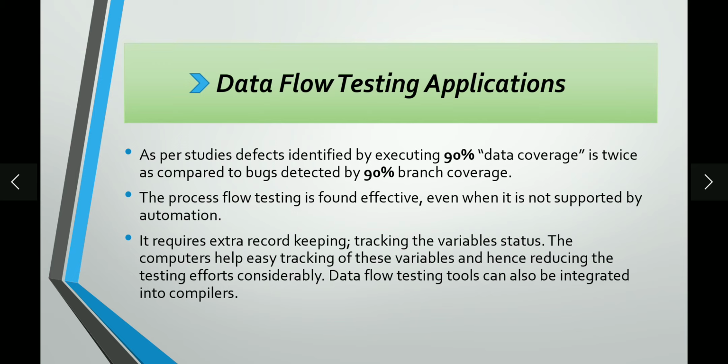Applications of data flow testing. As per studies, defects identified by executing 90% data coverage are twice as many as bugs detected by 90% branch coverage. Data flow testing is found effective even when it is not supported by automation. It requires extra record keeping, tracking the variable status. Computers help in easy tracking of these variables and hence reduce the testing effort considerably. Data flow testing tools can also be integrated into compilers.